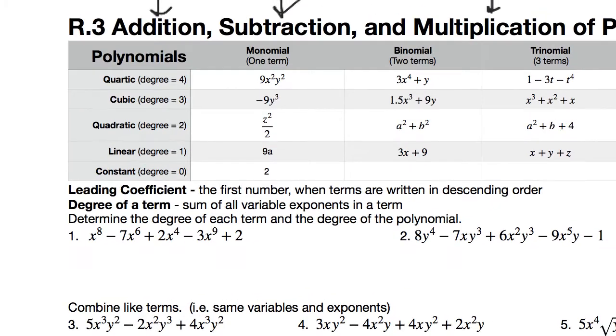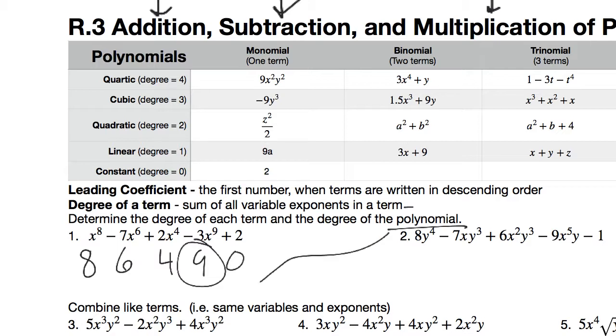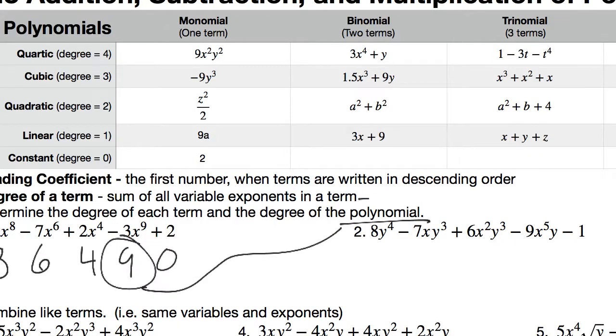So, the degree of a term is the sum of all variable exponents in a term. So the degree of that term is 8, the degree of this term is 6, 4, 9, and 0. I just got that from the exponents. So therefore the degree of the polynomial overall is going to be 9. That's the degree of the polynomial. It's 9. Next example.